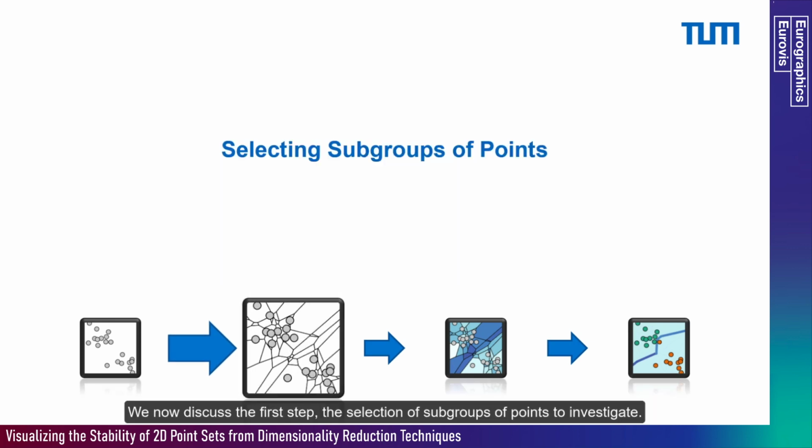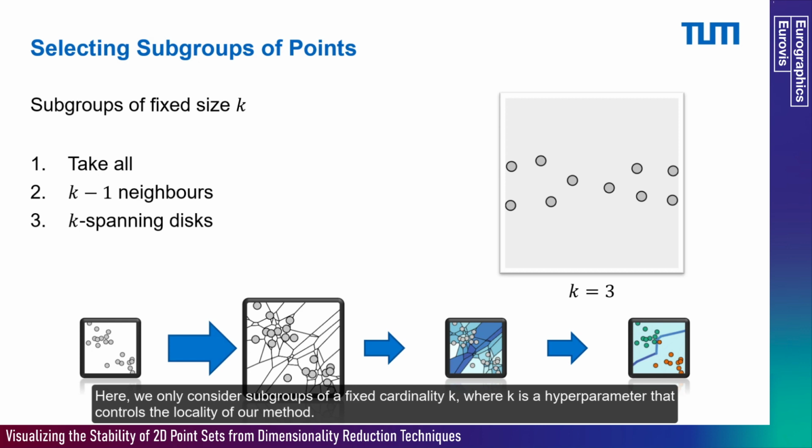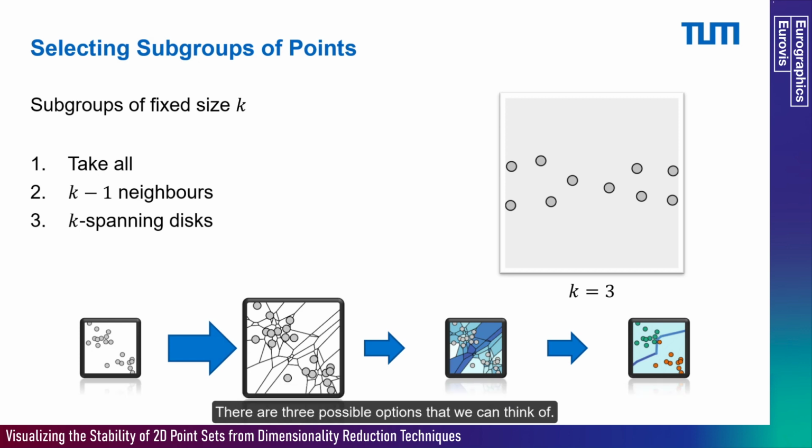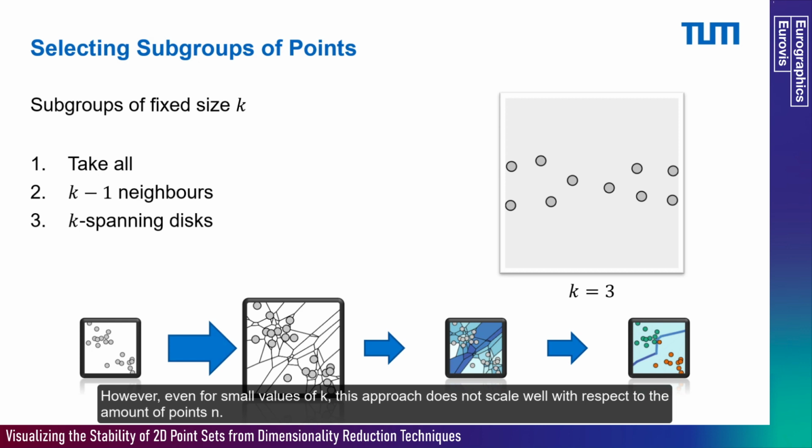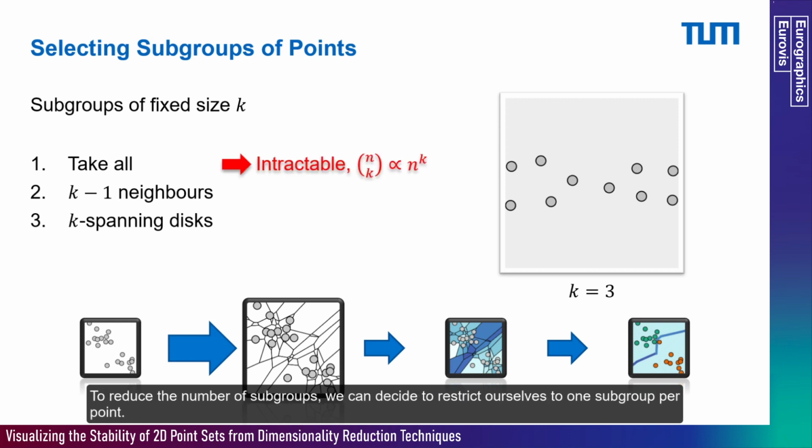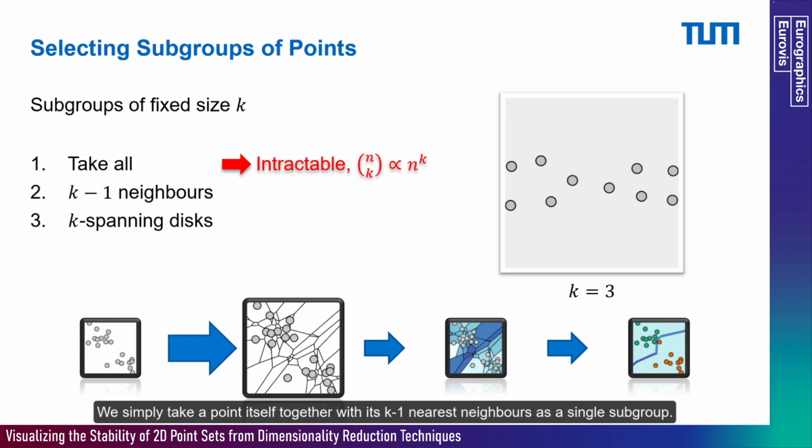We now discuss the first step, the selection of subgroups of points to investigate. Here, we only consider subgroups of a fixed cardinality k, where k is a hyperparameter that controls the locality of our method. There are 3 possible options that we can think of. First, we can investigate all n over k many subgroups. However, even for small values of k, this approach does not scale well with respect to the amount of points n. To reduce the number of subgroups, we can decide to restrict ourselves to one subgroup per point. We simply take a point itself together with its k-1 nearest neighbors as a single subgroup.